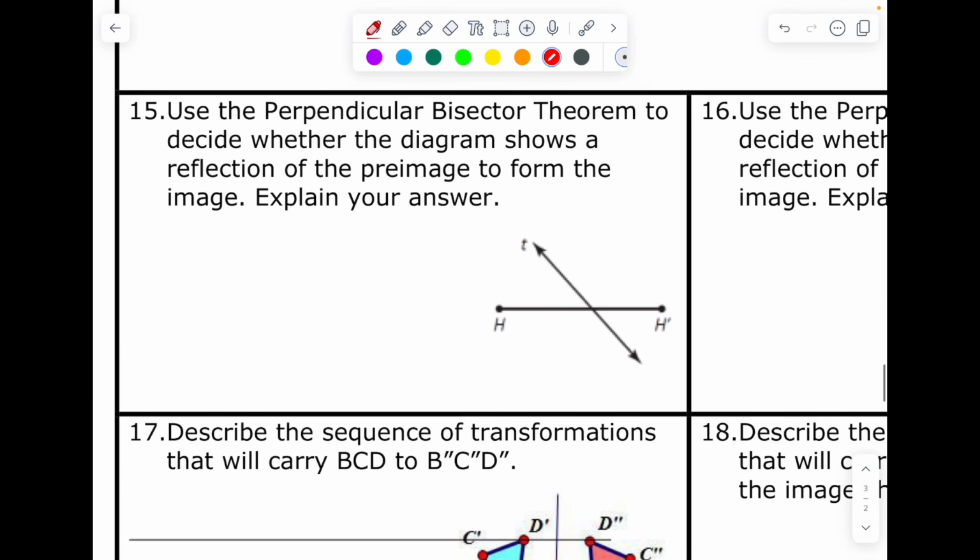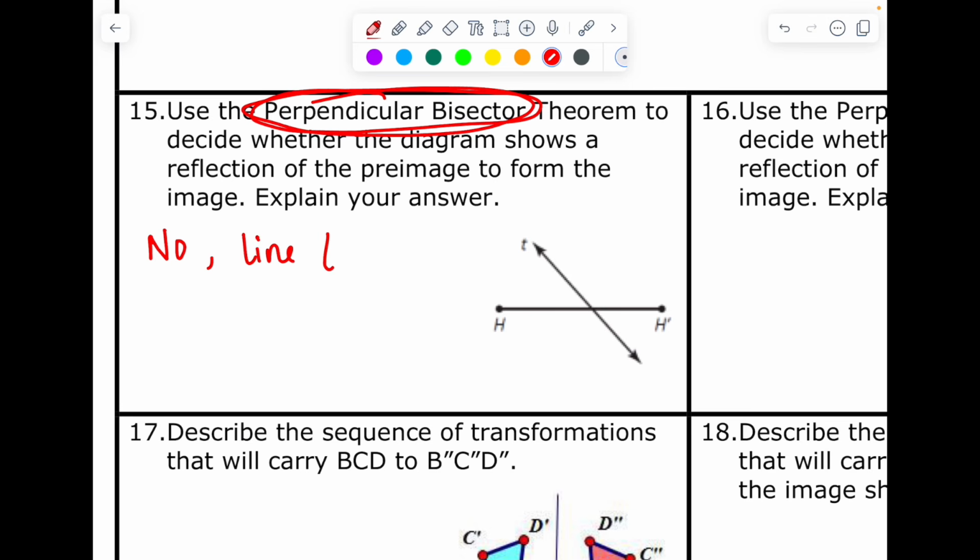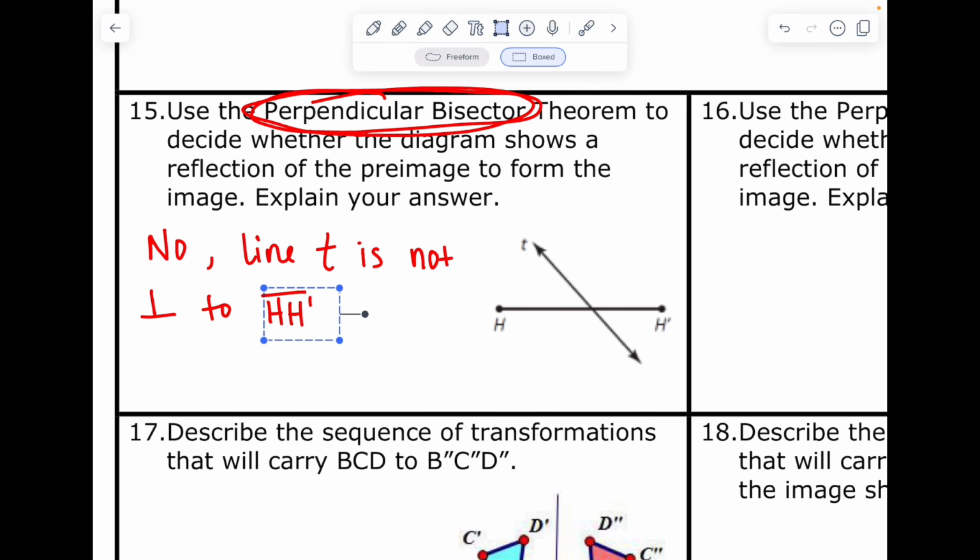Use the perpendicular bisector theorem to decide whether the diagram shows a reflection of the pre-image to form the image. Okay, so looking at this one, first of all, it says perpendicular bisector. Nothing on here is perpendicular, so that's a no. We can tell because line T is not perpendicular to this segment right here, HH prime. We could say line or segment HH prime. It's a segment. All right, let's go ahead and try number 16.